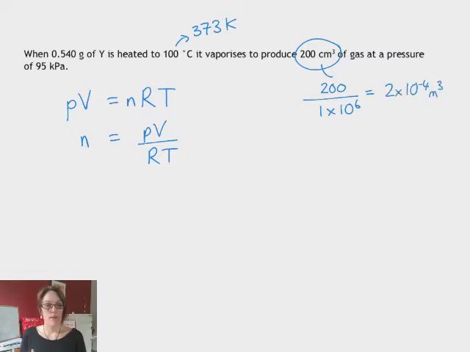You may have been told to just write 200 times 10 to the minus 6 in your calculation, and that's absolutely fine. In fact, it's a good way of doing it because it's something that you do all the time in an ideal gas question. Just be careful though in case they give you dm cubed instead of cm cubed. Then it's 10 to the minus 3. Kilopascals, 95 kilopascals, needs to be turned into pascals. So we times it by 1,000 and we get 95,000.